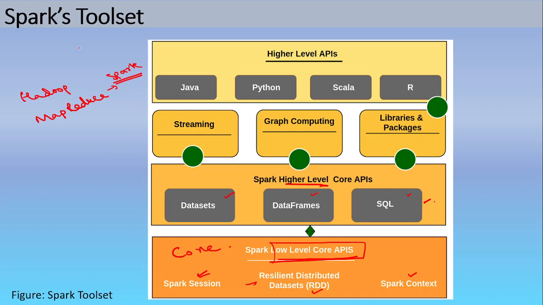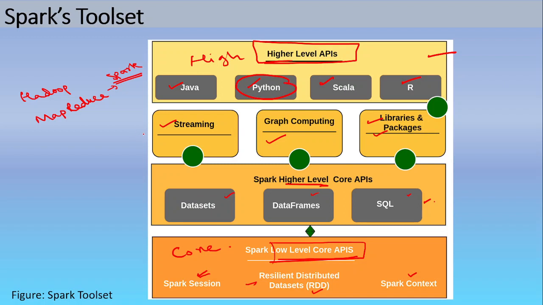You can use Spark for various purposes. You can use Spark for streaming, for graph computing, and for other libraries and packages. And if you look at the high level APIs, you can use any programming language with Spark. You can use Java, Python, Scala, and R. This is very clear because Spark supports all these programming languages, but we are restricted to using Python in this course.